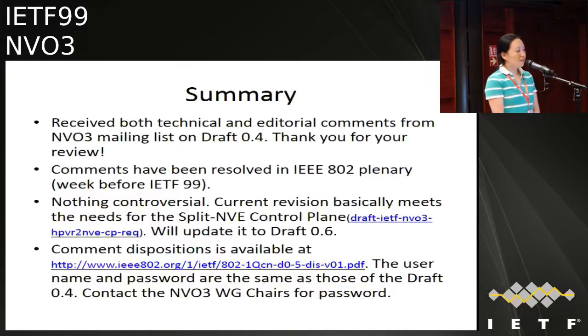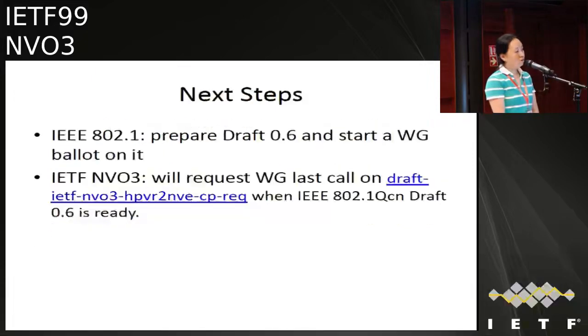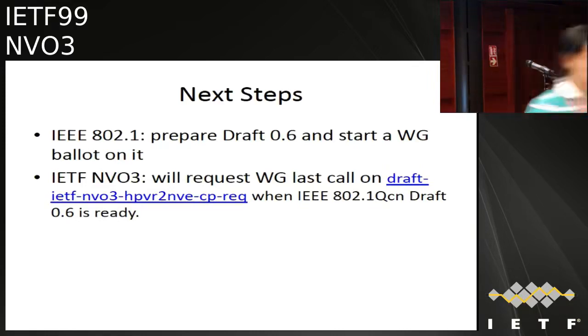Next page. So basically what we are going to do in IEEE 802.1 is prepare the new document, draft 0.6, and start a working group ballot on it. And on the IETF NVO3 side, we are going to request a working group last call on the requirement documents after this QCN draft 0.6 is ready. So this is the update. Any questions? Okay, I guess that's it. Thank you.